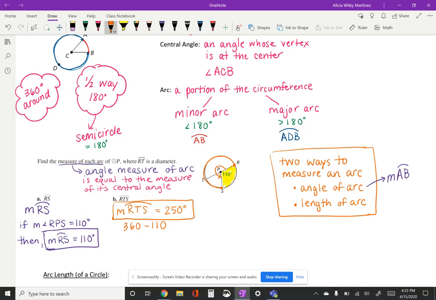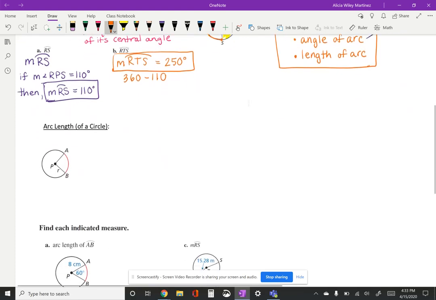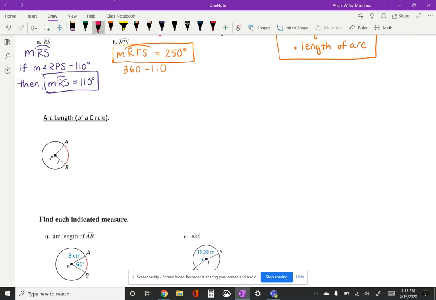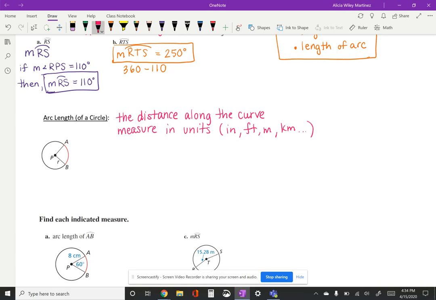arc length. Now, arc length, I want you to think of arc length as the distance along the curve. Okay, and the way we measure it is in units like inches or feet or meters, kilometers, just to name a few, right?